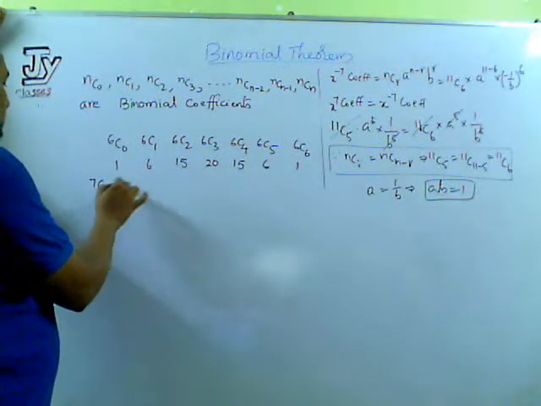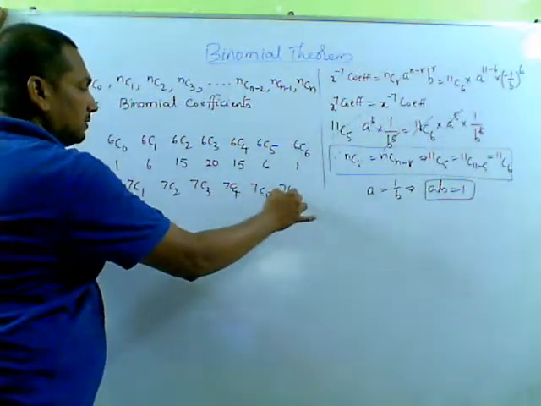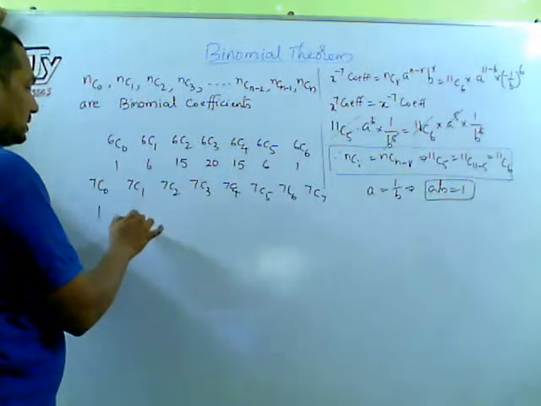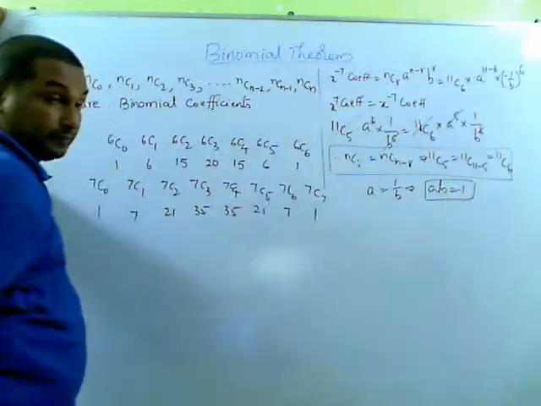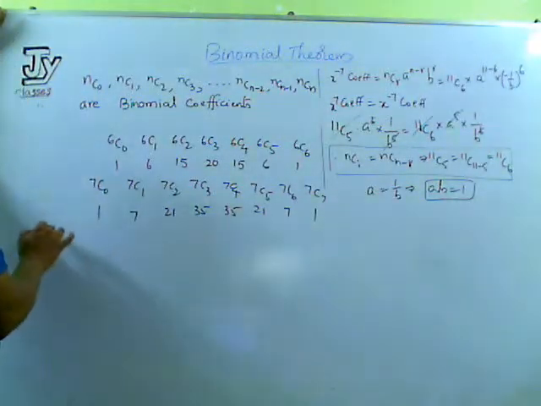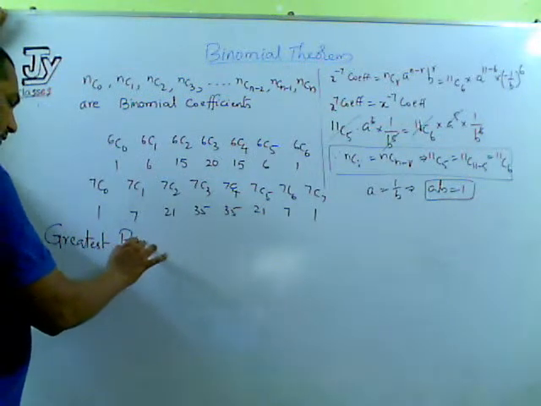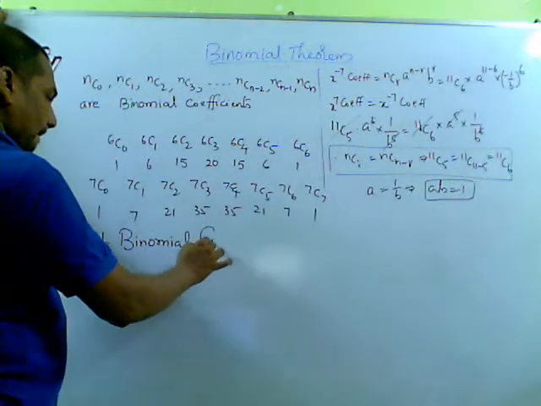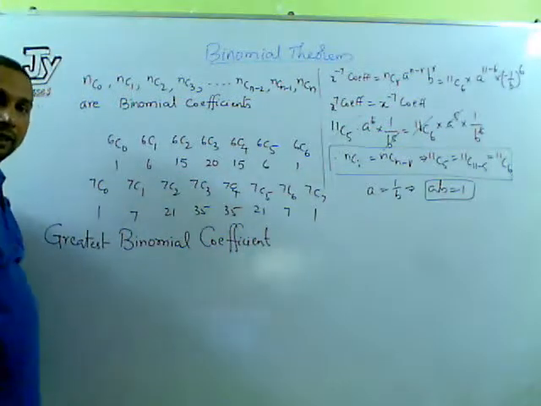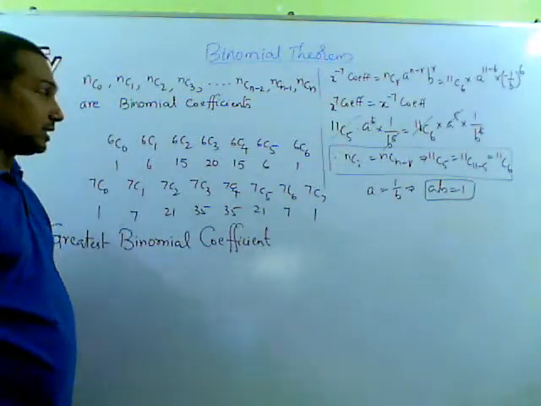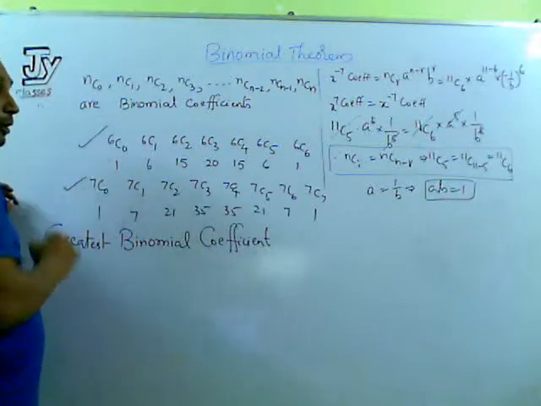Next, 7C0, 7C1, 7C2, 7C3, 7C4, 7C5, 7C6, 7C7. That is 1, 7, 21, 35, 35, 21, 7, 1. These are the binomial coefficients. So now the concept is the greatest binomial coefficient. Which is the greatest binomial coefficient? Here are two examples. Why should we take two examples? One is with an even power, the other with an odd power.